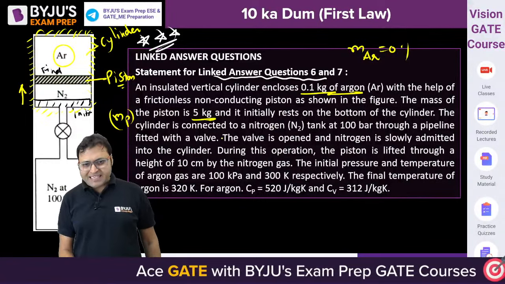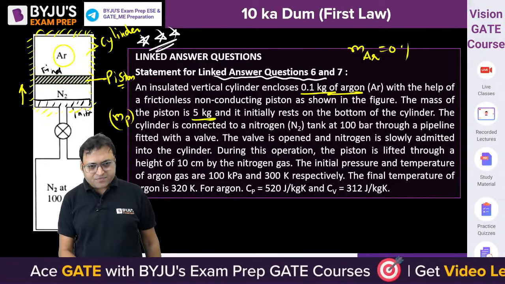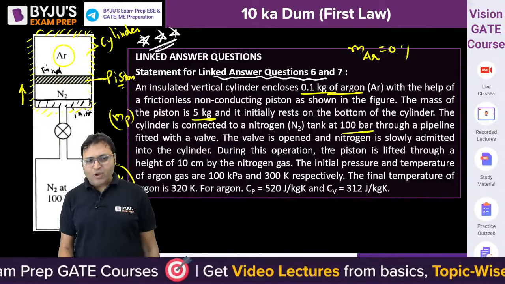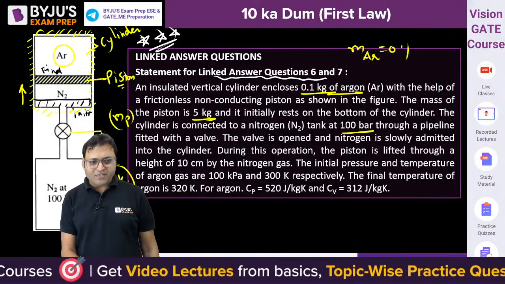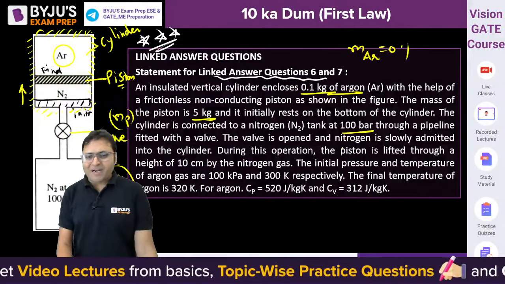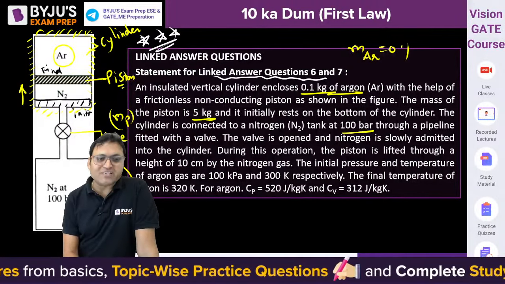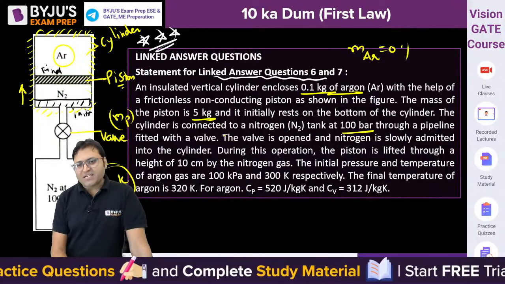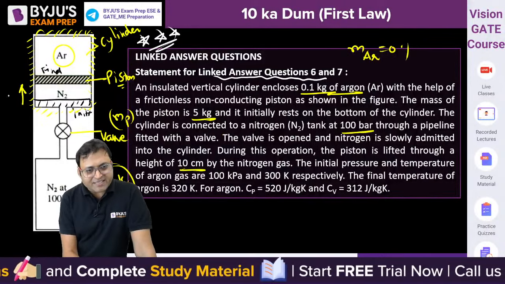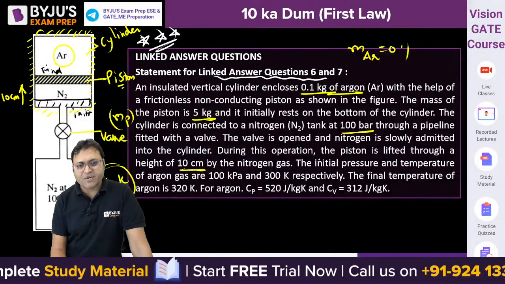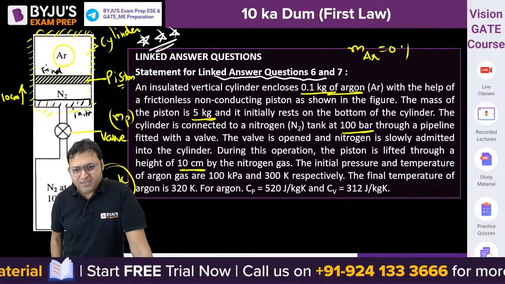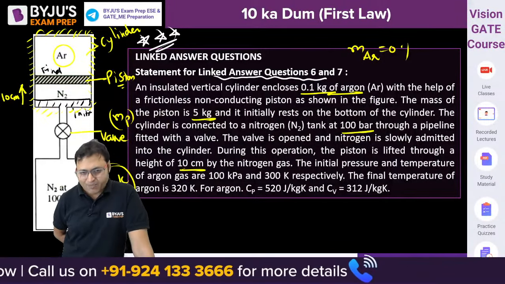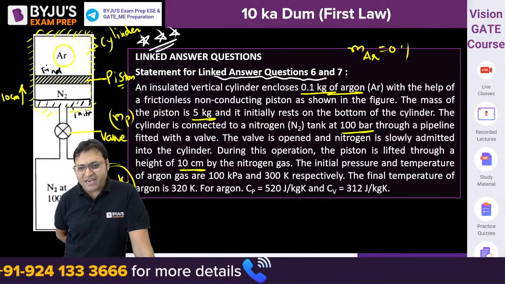The cylinder is connected to a nitrogen tank. This is the tank, the nitrogen tank which is at 100 bar, through a pipeline fitted with a valve. The valve is opened and the nitrogen is slowly admitted into the cylinder. Nitrogen enters into the cylinder, that is why the piston is moving upward. During this operation, the piston is lifted through a height of 10 cm by the nitrogen gas, because nitrogen is at very high pressure.